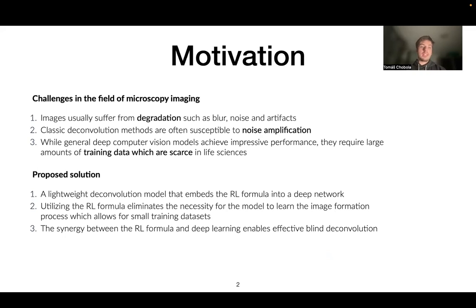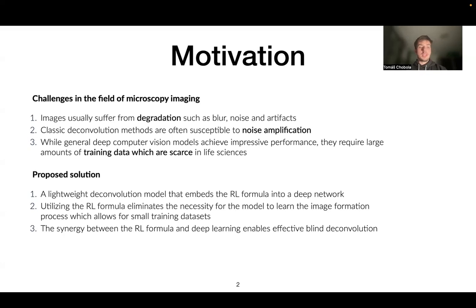While there are many deep computer vision models that achieve impressive performance on general images and image deblurring, they often require large amounts of training data, which is scarce in life sciences, and therefore such models are not really applicable to microscopic imaging. And therefore, we propose a solution, which is a lightweight deconvolution model that embeds a classic deconvolution formula, namely the Richardson-Lucy formula, into a deep network.